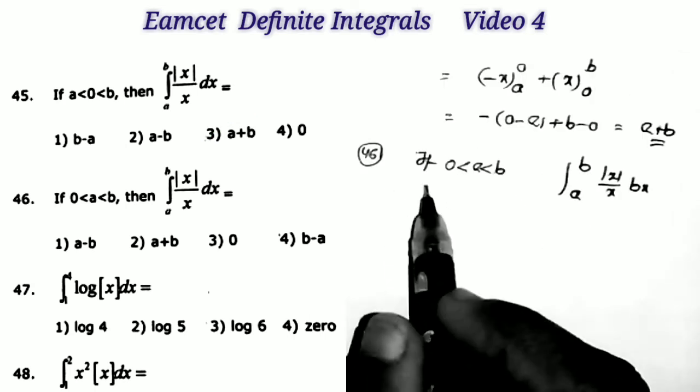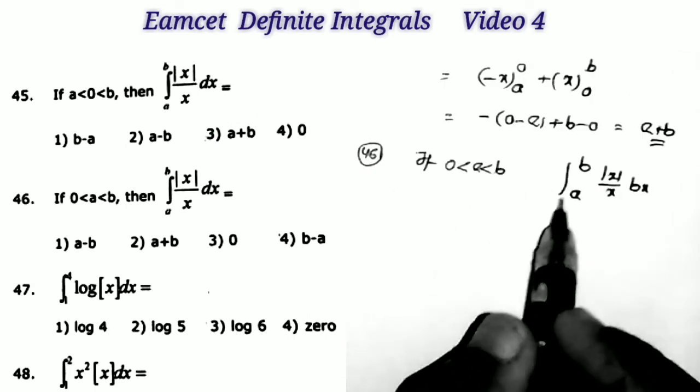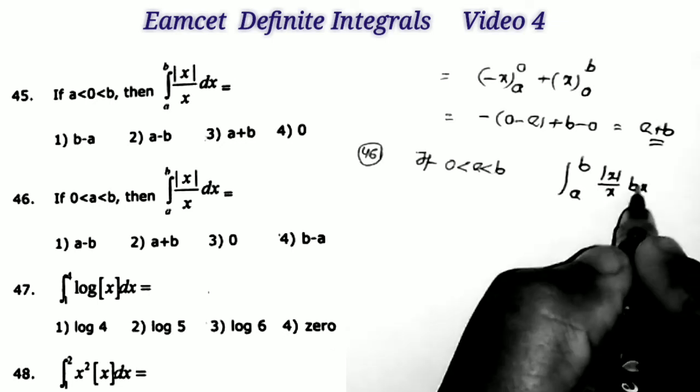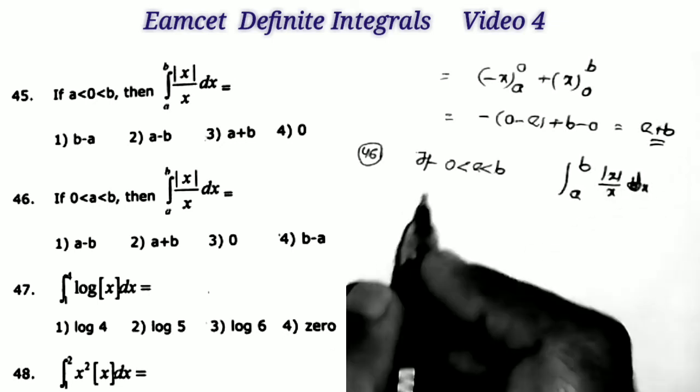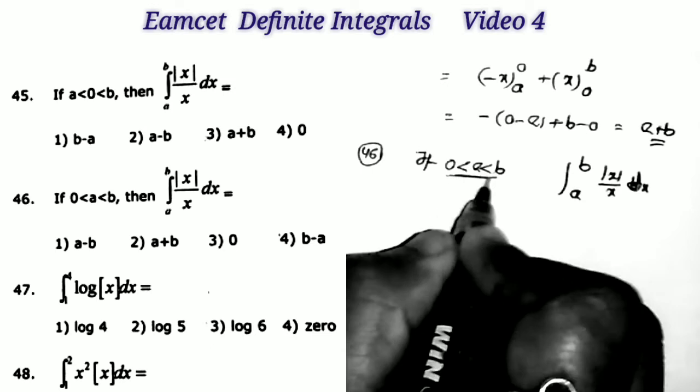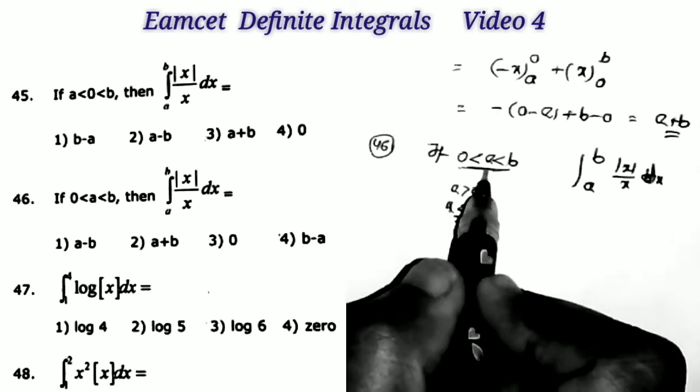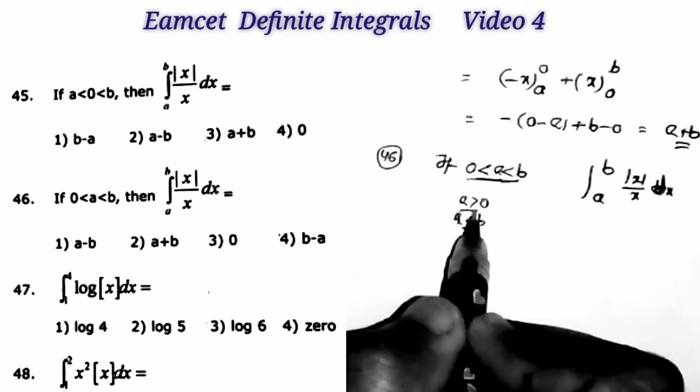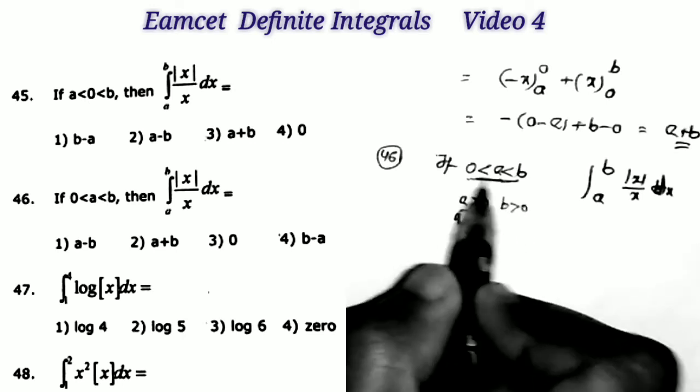Next problem 46. If 0 < a < b, then the integral a to b of |x|/x dx is equal to what? Okay, listen. What is the condition here? a > 0 and b > 0. Both are positive values.